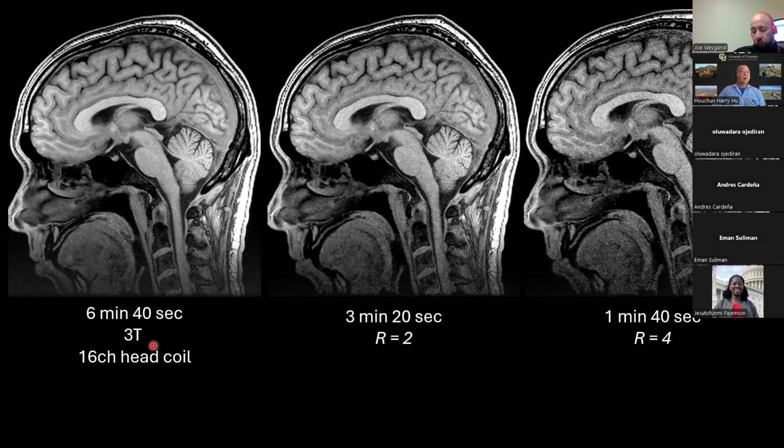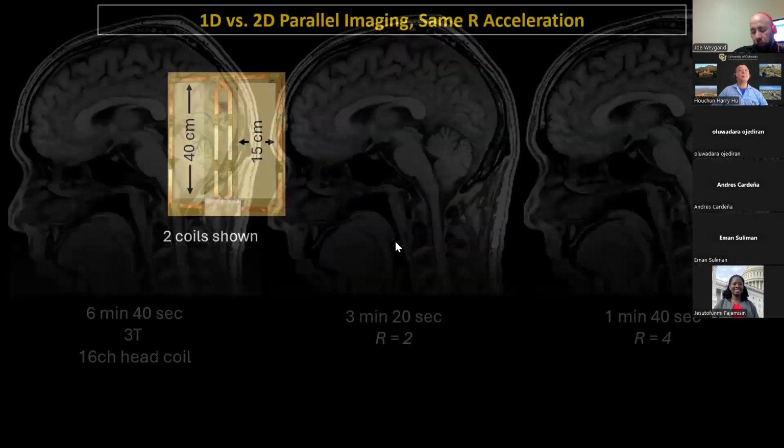Here's another example, a 16-channel coil. You can see that we've drastically reduced the scan time here. This is actually not too bad for an R acceleration of 4, but the SNR is maybe a little bit too grainy here. So an acceleration factor of 2 is fine. This is a 3D volume. I'm just showing the mid-sagittal slice.